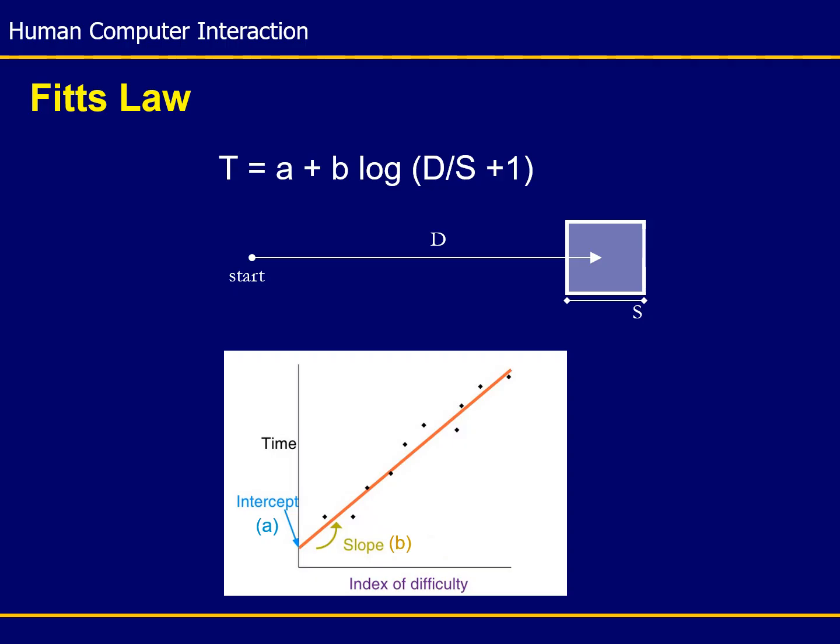So what you're going to do is try out different values of D and S. You will vary the D, the distance to the target, and you will vary the S, the width of the target. And using the same device, it has to be the same device, you will measure the index of difficulty, log of D divided by S plus 1, for different D's and S's. For every index of difficulty, you will get a different time. Now what you do is you plot a line through the points that you have found.